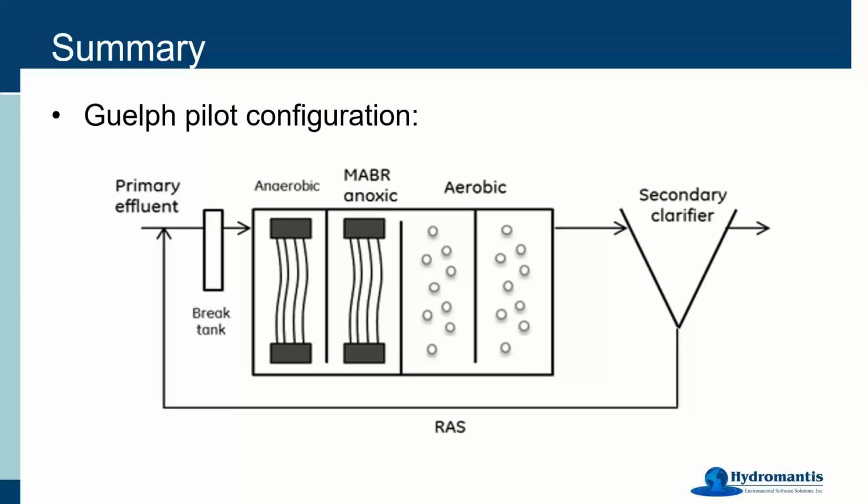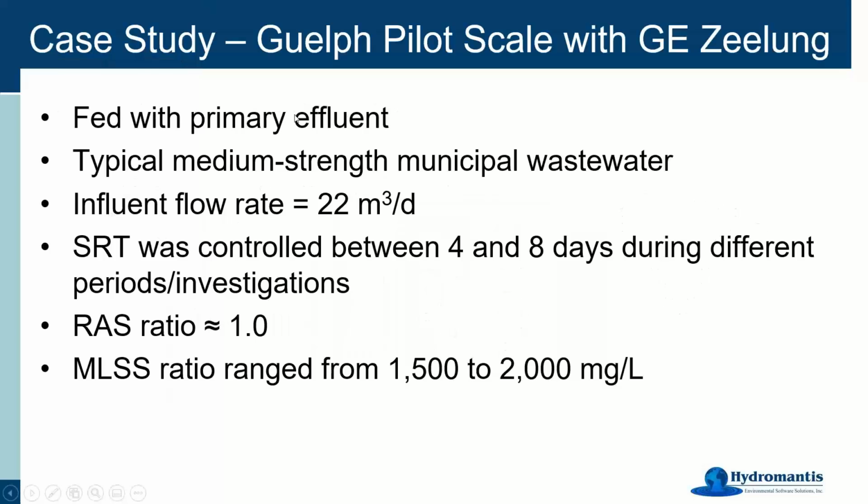And so they were feeding it with primary effluent that was just regular flow from the main full-scale plant there. And the typical medium strength municipal wastewater here in Canada. Guelph is only about an hour away from where I am right now. And influent flow rate, 22 meters cubed per day. And the idea was they were going to operate it at a number of different set points to do different investigations. But the part we were interested in, they were operating it between 4 and 8 days of SRT with a recycle ratio of 1.